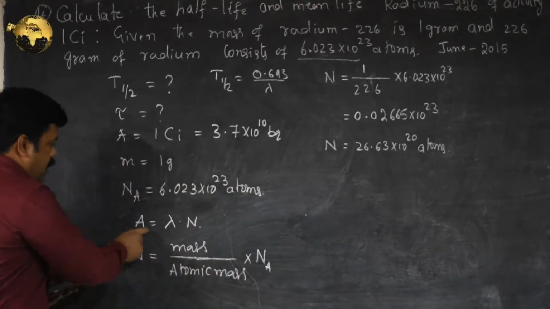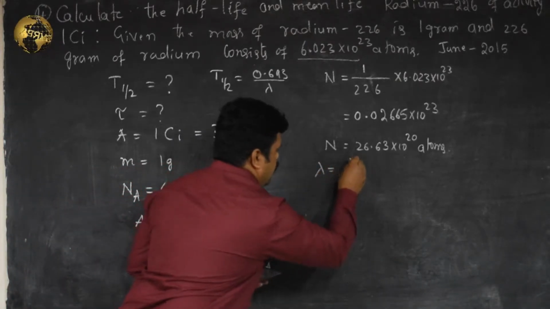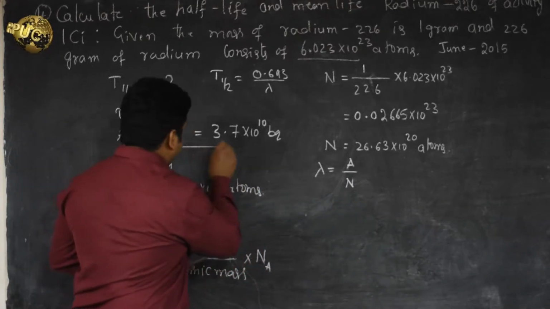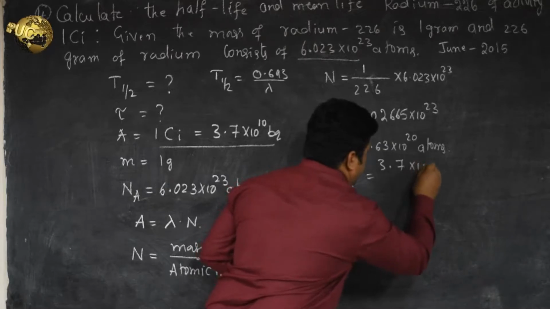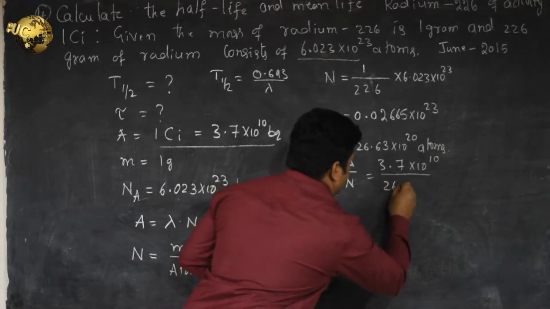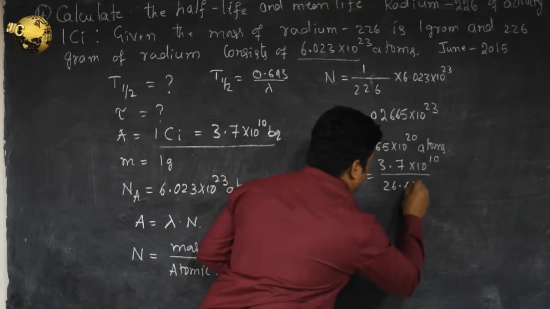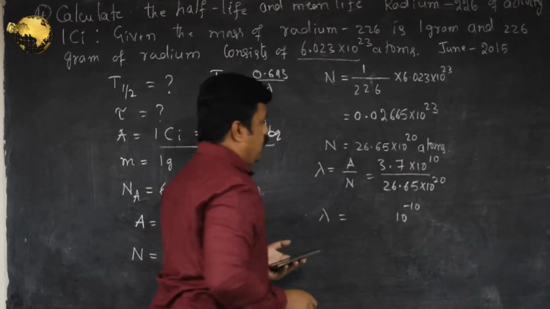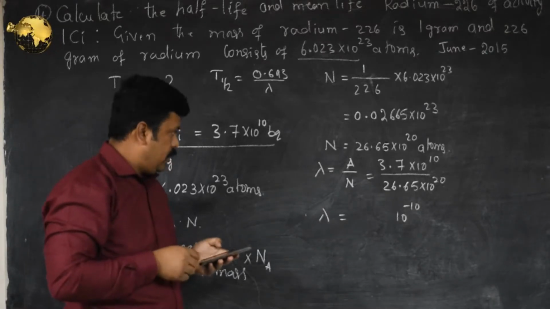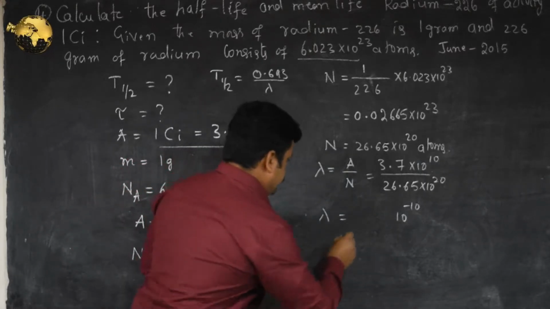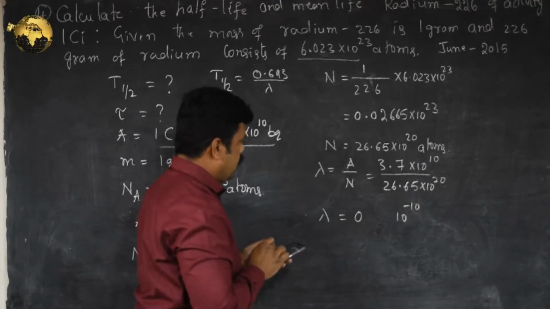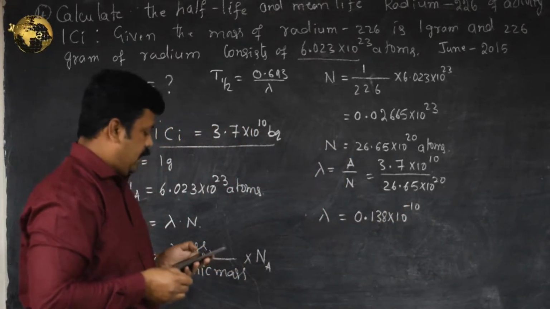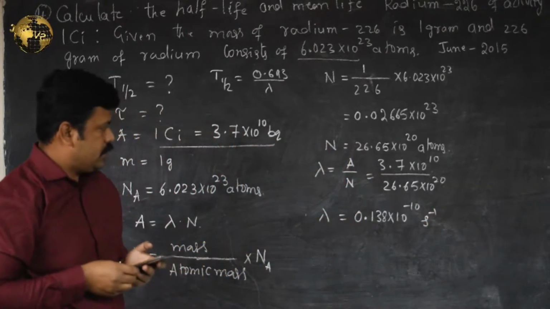So we got N, we have A. Let's find out lambda. So lambda is equal to A divided by N, that is activity divided by the number of atoms. So activity is 1 QV, that is 3.7 into 10 to the power 10 divided by N, that is 26.65 into 10 to the power 20. So again, lambda is equal to, obviously, 10 to the power minus 10, since 20 goes upwards, 10 minus 20 is minus 10. So 3.7 divided by 26.65 gives 0.138 into 10 to the power minus 10. Decay constant, the unit is per second.